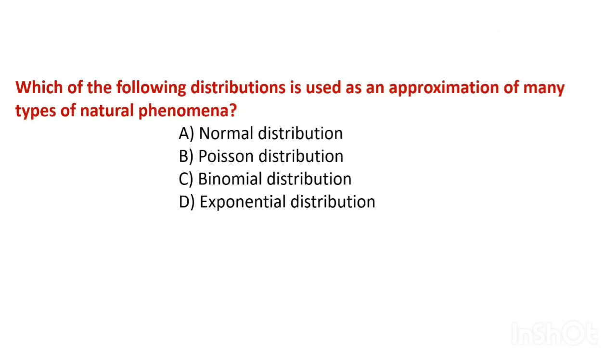Which of the following distributions is used as an approximation of many types of natural phenomena? Generally, the normal distribution is often used to approximate natural phenomena due to the central limit theorem. The correct answer is option A, it is a normal distribution.